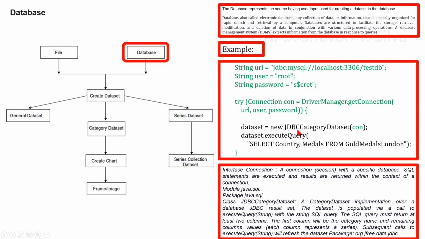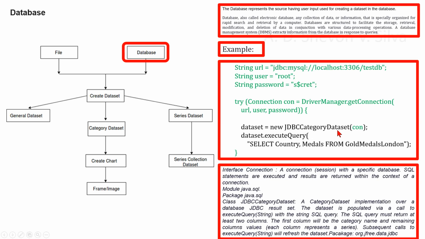The class JDBCCategoryDataset. Here the declaration is not visible. This dataset is declared somewhere else. The class JDBCCategoryDataset, a category dataset implementation over a database JDBC result set.